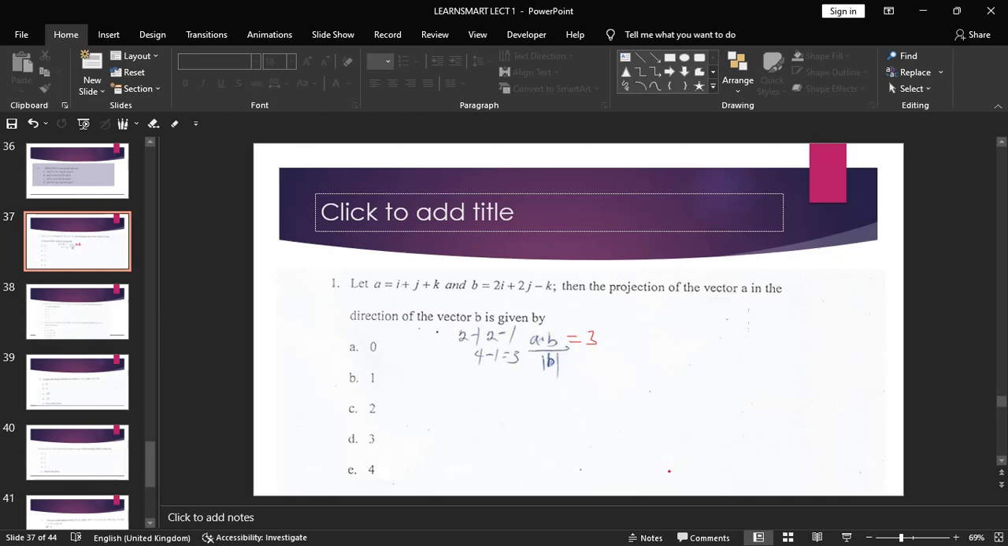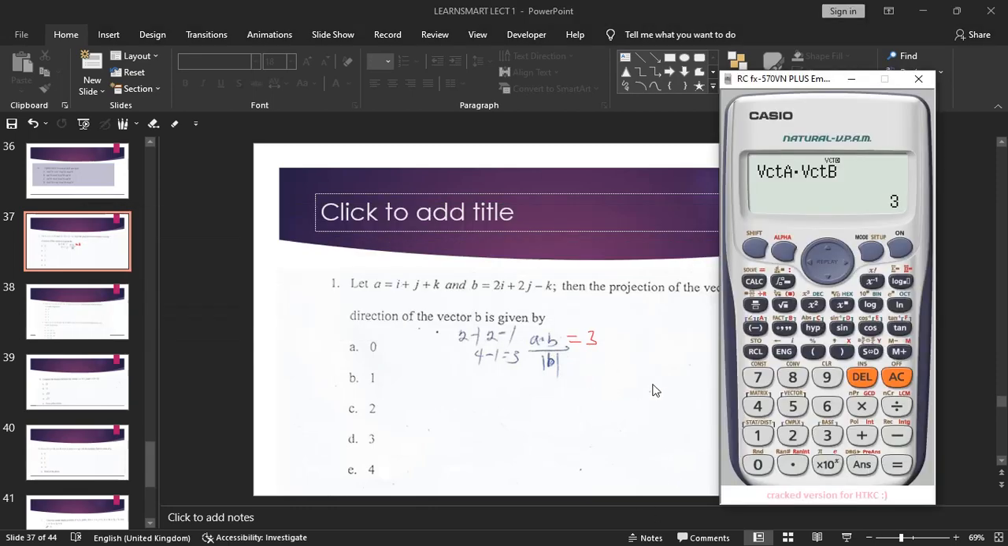Okay, so let's proceed. Now let's find the magnitude of B. For the magnitude of B we have 2 squared plus 2 squared plus minus 1 squared. Note that we are still in the vector mode, so you can find your magnitude in the vector mode. This is how it will appear. Let's find the answer. So that's also 3.